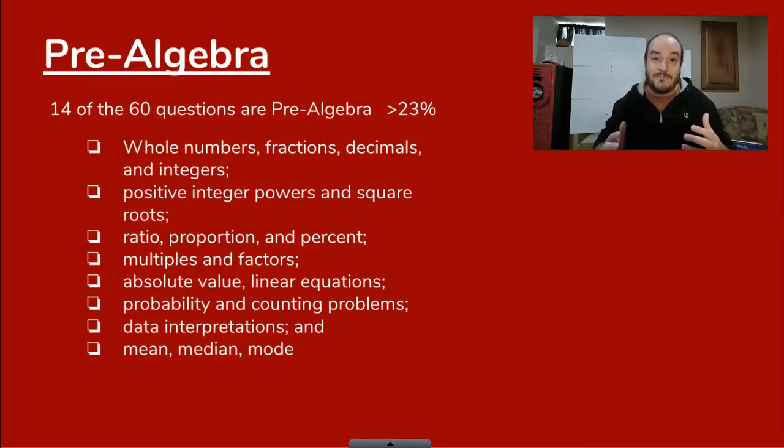All right, so as I mentioned, this is the pre-algebra section of the ACT math content. In this section, we have a lot of bullet points you can see here. We have whole numbers, fractions, decimals, integers. This is the first thing we're going to be hitting up. Then it's going to move on to the positive integers, the power of squares, rationals, factors, absolute values, counting problems, data interpretation, mean, median, mode. But all of that is not in this video. Today in this video, we are only going to be looking at this first bit, whole numbers, all right?